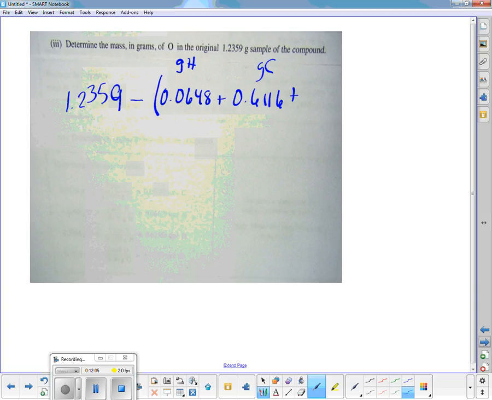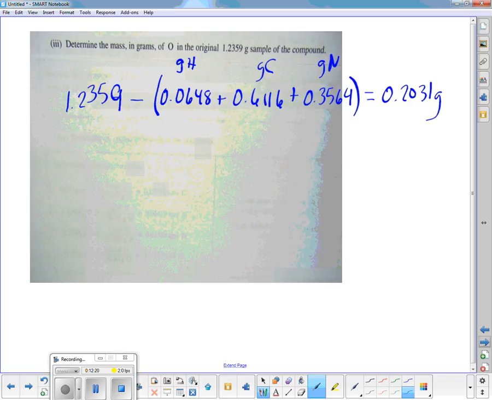So you can do it either way. They show it this way: 2.235 minus, and we can double check both ways, minus the grams of hydrogen, which was 0.648. We can double check it. Plus the grams of carbon, which was 0.6116, plus the grams of nitrogen, which was 0.3564. And that all equals 0.2031 grams. Let's double check the other way.